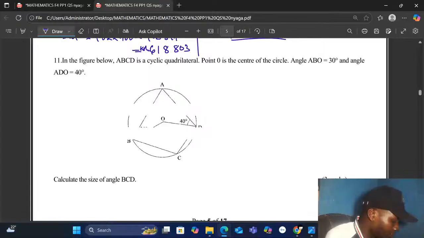Cyclic quadrilateral. Point O is the center of the circle. Angle ADO is 30 degrees and angle ADO is 40 degrees. It's not very clear. It's not very clear.